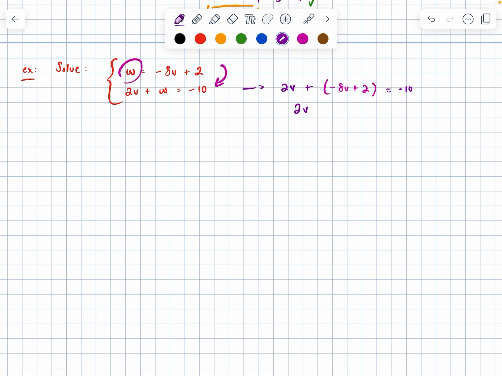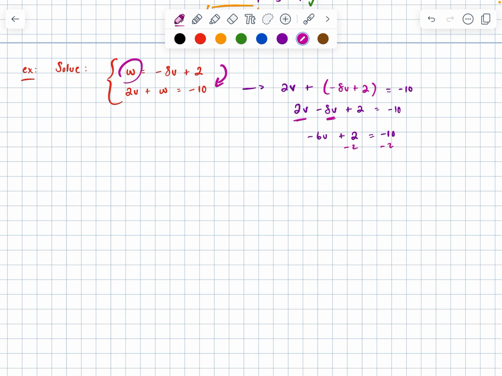From here, I've got 2v plus negative 8v can be more simply written as minus 8v. Then I have plus 2 equals negative 10. From here, I've got some like terms I can combine. 2v minus 8v is negative 6v. And then I have negative 6v plus 2 equals negative 10.